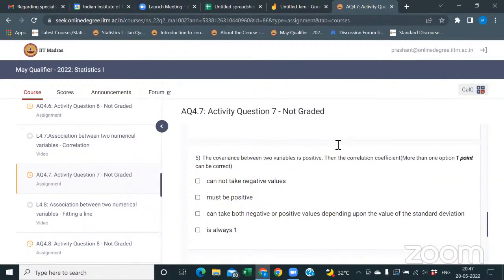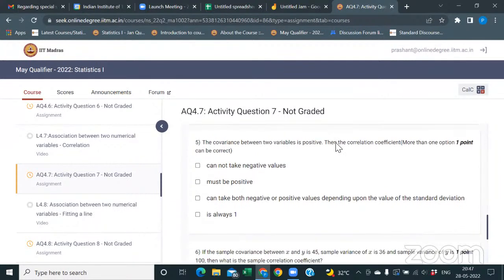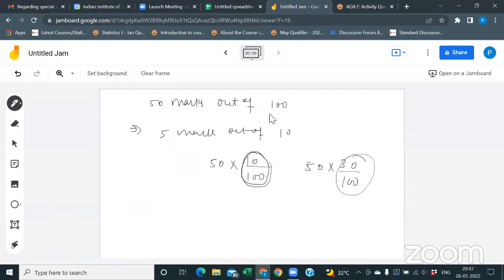The answer says it cannot be negative, the value must be positive. Yeah. Can you please explain the concept? I'm not able to get it. Sir, please also explain about the covariance. Yes, sir. Covariance.